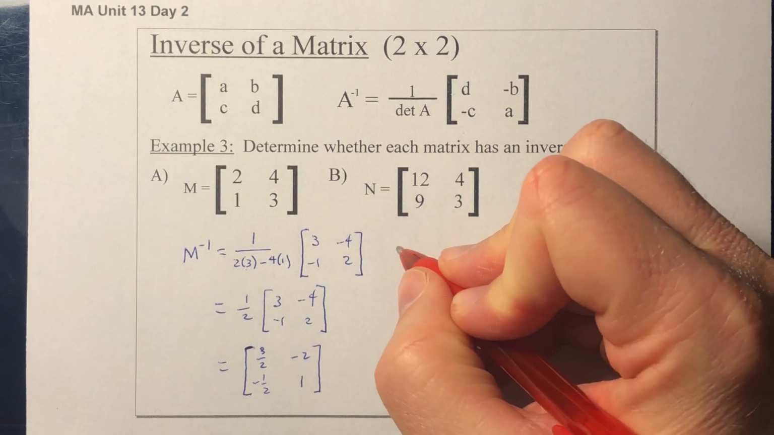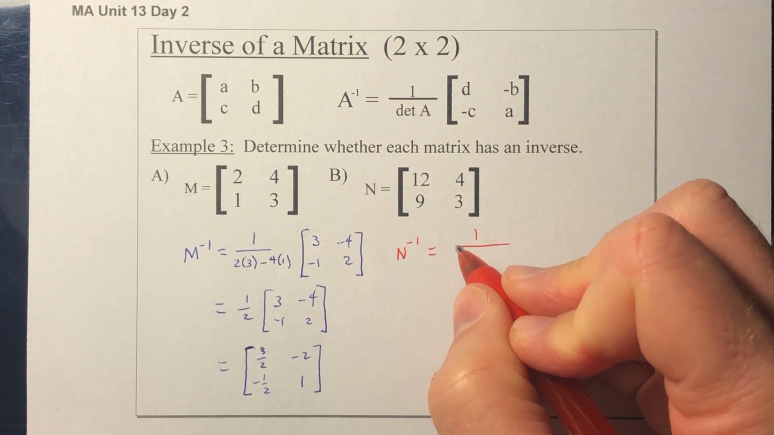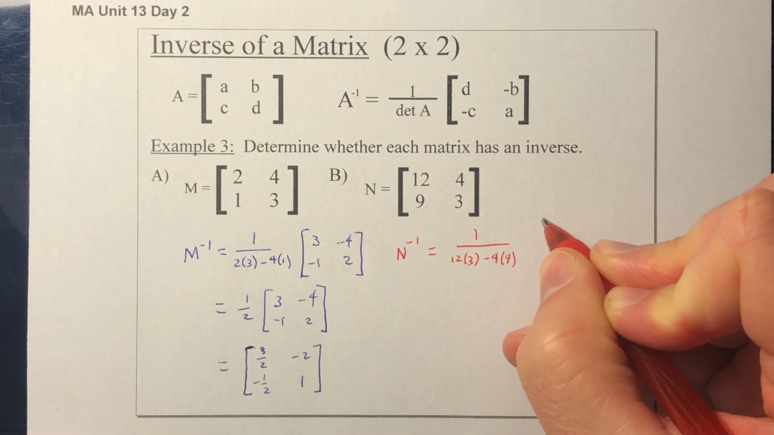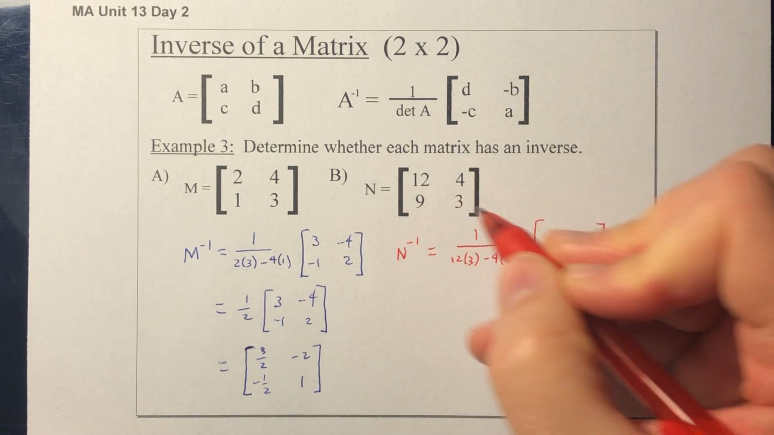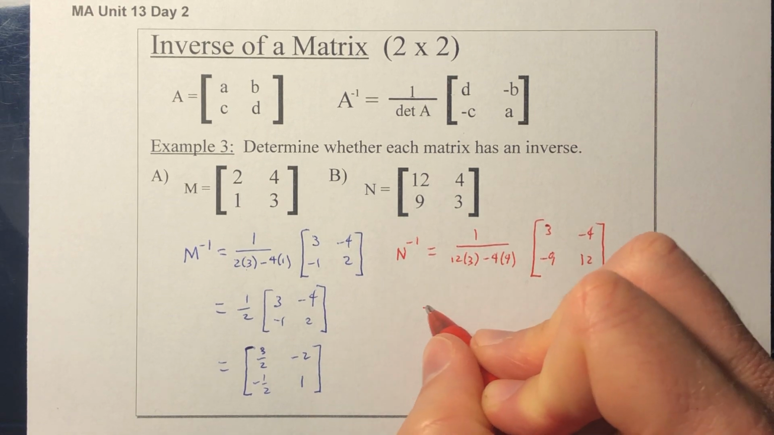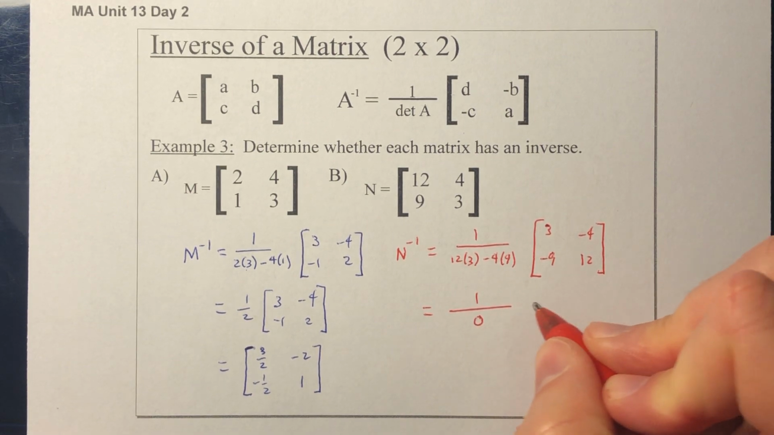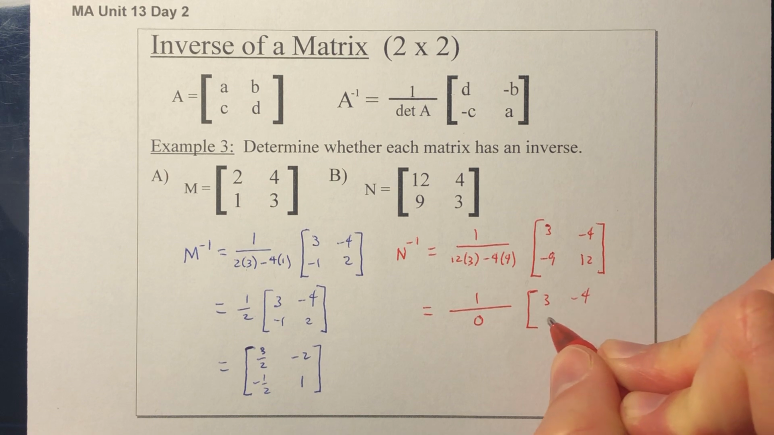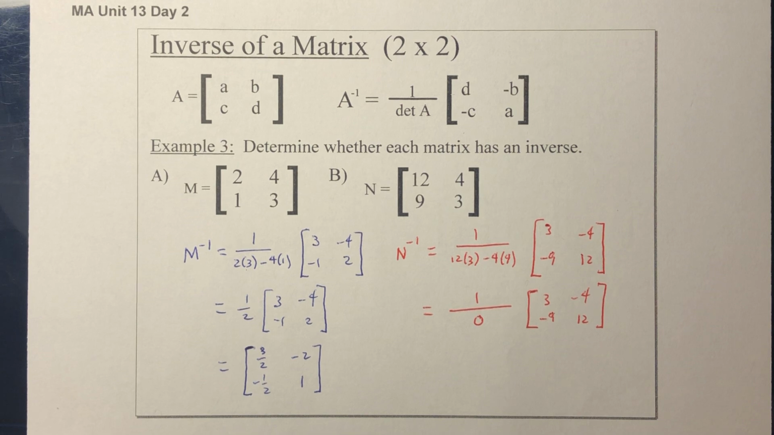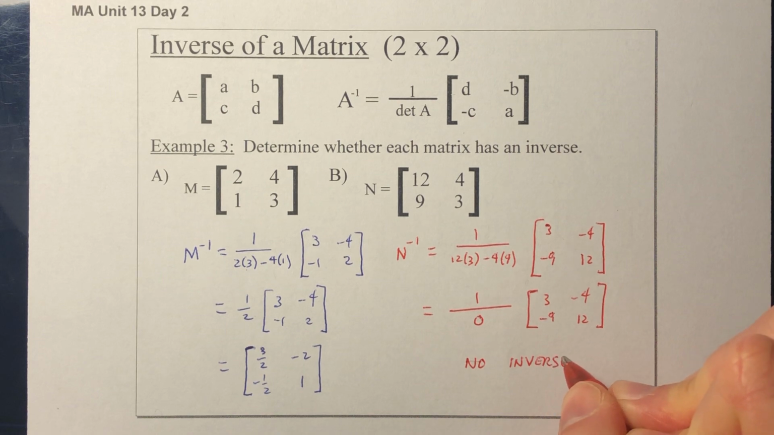All right, so let's do the same thing here with matrix N. We want to find the inverse. So 1 over the determinant, 12 times 3 minus 4 times 9. We switch the 12 and 3, and you do the opposite for the other two guys. So 12 times 3 is 36, 4 times 9 is 36. We get 0 down below. Now, can we have 0 in the denominator? No, so that means this guy here has no inverse, which is possible.